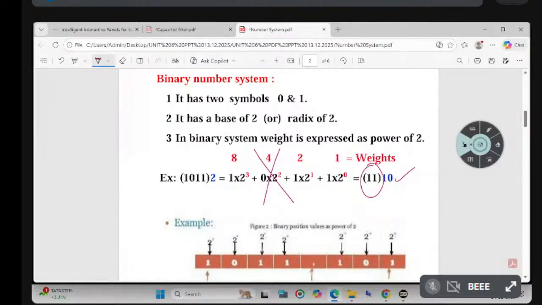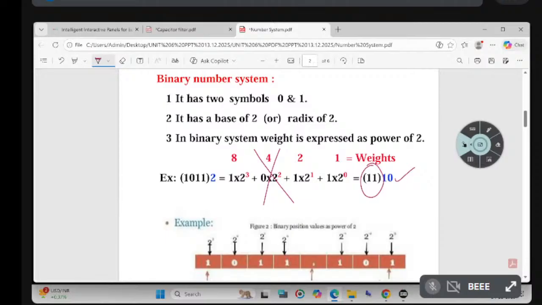1011 base 2. This 2 indicates that it is a binary system. Please convert it into the human language, the decimal system. Then what do I need? Weights. What are the weights? 1, 2, 4, 8. When we calculate, the human language answer is 11 base 10. So this is called a binary system.